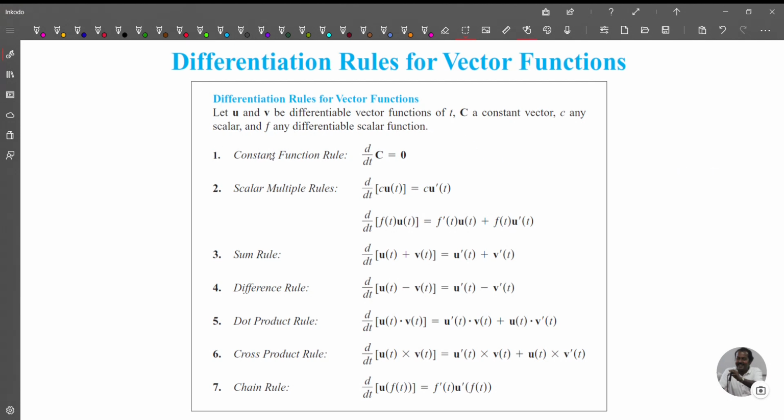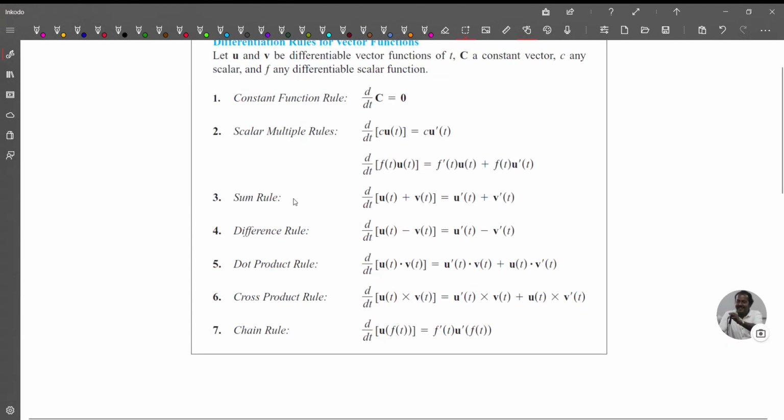Rule 1 is the constant function rule, that is d by dt of the constant vector is the 0 vector. Scalar multiple rule: d by dt of c times u of t, where c is the scalar and u is a vector function of t, is equal to c times u prime of t. And d by dt of f of t times u of t, where f of t is a scalar differentiable function and u of t is a vector function, is equal to f prime of t times vector u of t plus f of t times u prime of t. Then the sum rule: d by dt of u of t plus v of t is u prime of t plus v prime of t.